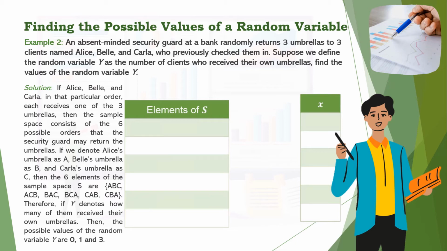Now, from the sample space, we fill in the first column of the table with all the outcomes. Next step, in order to determine the particular value of the random variable y in each outcome, we simply compare the outcome to the assumed order ABC as mentioned at the beginning of our solution, meaning Alice will be receiving first her umbrella, next Belle, third Carla.